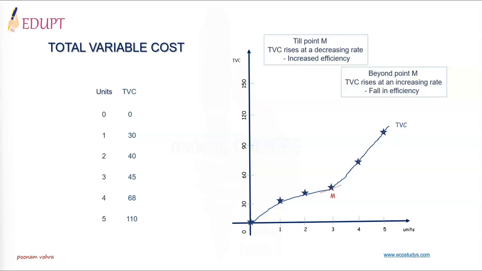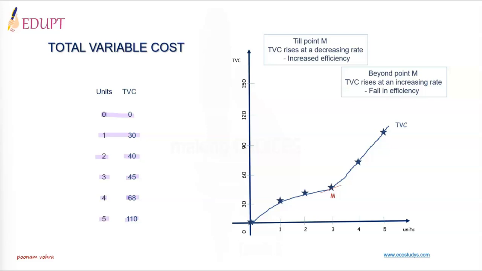Total variable cost is incurred on variable factors of production, hence varies as production varies. When 0 unit is produced, total variable cost is 0. With 1 unit of production, total variable cost increases to 30. With 2 units, it increases to 40. With 3 units, it further increases to 45. When 4 units are produced, total variable cost is 68. And with 5 units, it is 110.